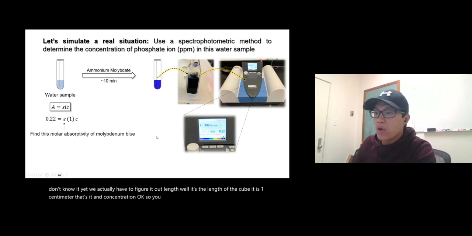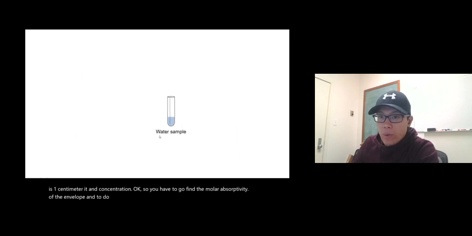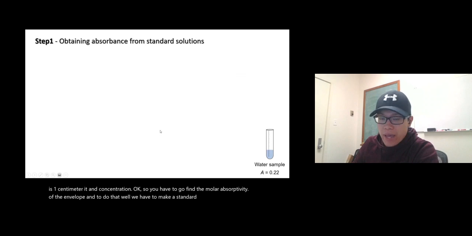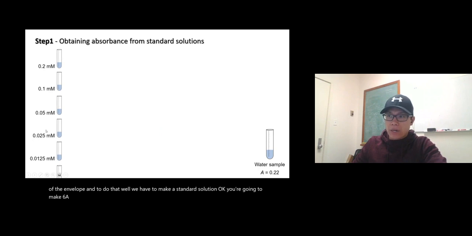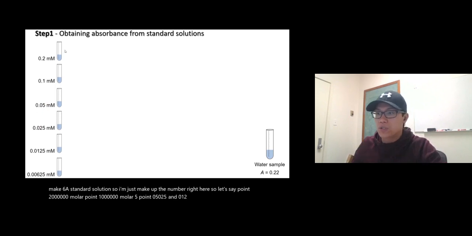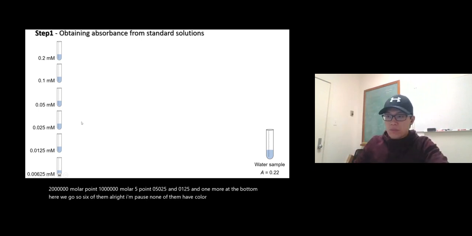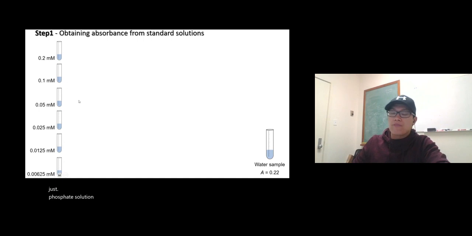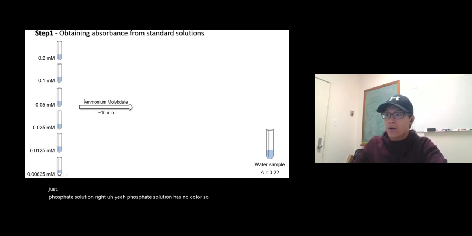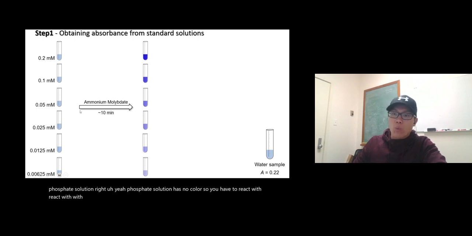So you have to find the molar absorptivity of the molybdenum blue. To do that, we have to make standard solutions. You're going to make 6 standard solutions. I'm just making up the numbers here: let's say 0.2 millimolar, 0.1 millimolar, 0.05, 0.025, 0.0125, and one more at the bottom. So 6 of them. Of course, none of them have color; it's just phosphate solution. Phosphate solution has no color, so you have to react it with ammonium molybdate for 10 minutes, and you're going to see an intense blue color like this.